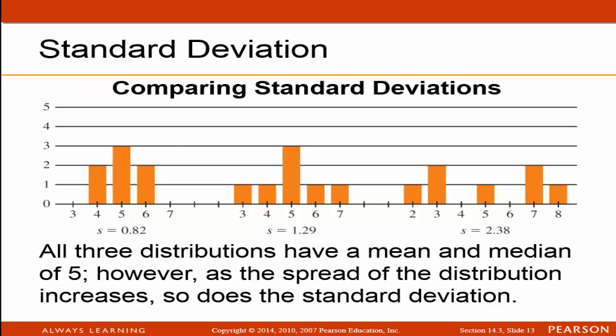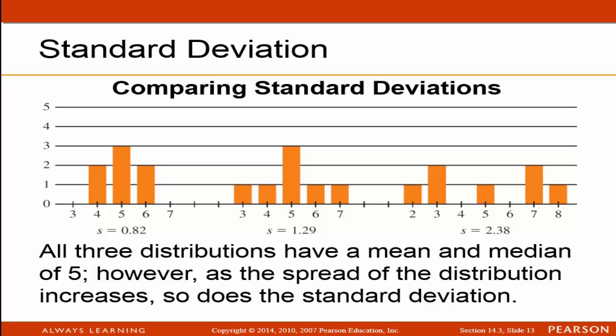The next thing is we're going to compare standard deviations. In this slide, we have three distributions, and they each have a mean and a median of 5. However, as the spread of the distribution increases, so does the standard deviation. The first one has a standard deviation of 0.82, and you can see the bars are very tightly distributed. The mean is 5, so all of the data points are really close to 5.